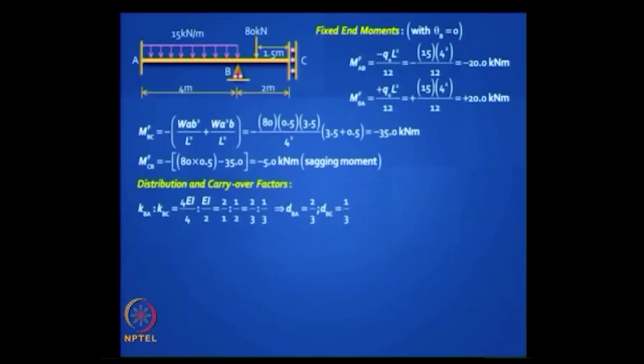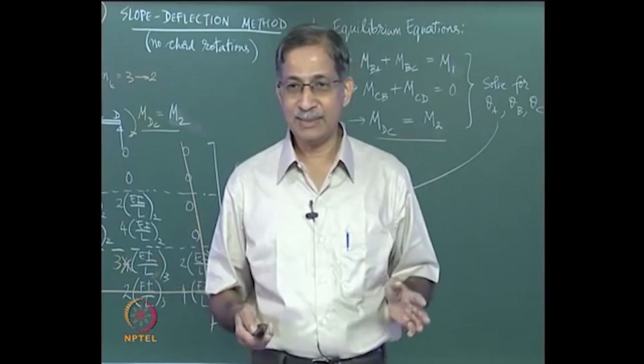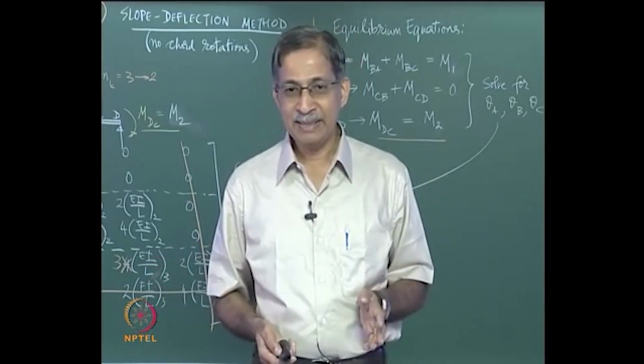What about carryover factors? Tell me. If you distribute at B, you have to carry over to A. How much do you carry over? Plus half. You also have to carry over to C. How much would you carry over? Plus or minus? No, it's minus. It's a cantilever. Cantilever will always have equal and opposite moments. So that's the only thing you need to remember.